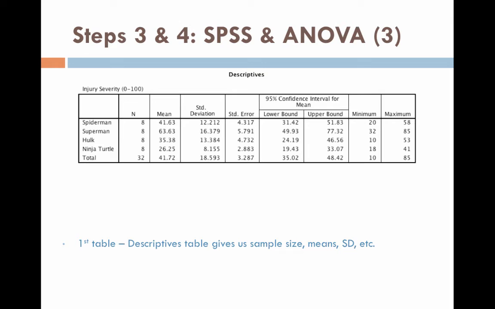So this is your first table. And this first table simply gives us our descriptive statistics. We see our sample size for each group and our total group. We see the mean, standard deviation, minimum, and maximum, and so on and so forth for all of our groups and our entire sample.